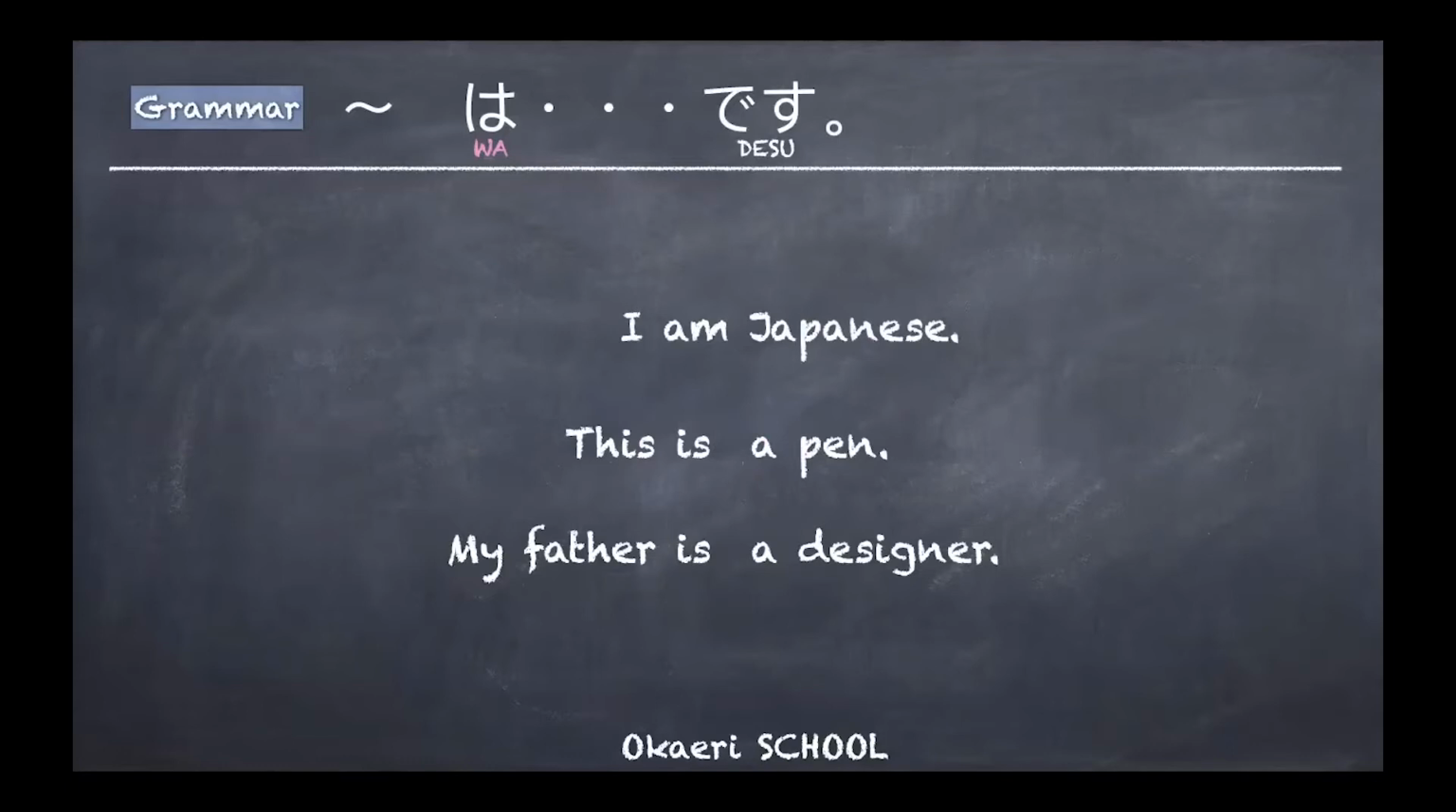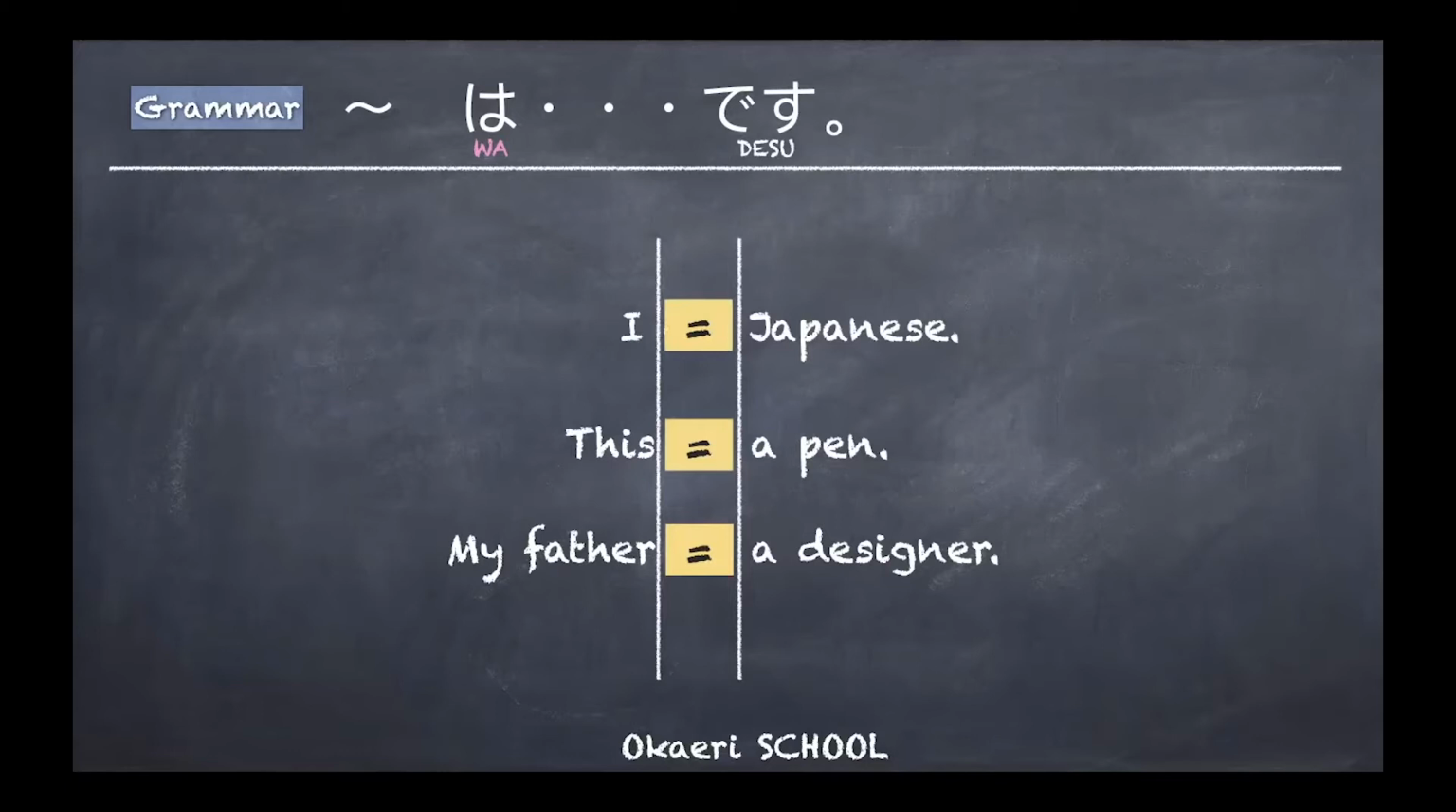Blah blah wa desu. For example, when you think of very simple English sentences, for example, I am Japanese. This is a pen. My father is a designer, or whatever. These very simple structured sentences. In Japanese, let's have a look like this. So I equals Japanese. This equals a pen. My father equals a designer.